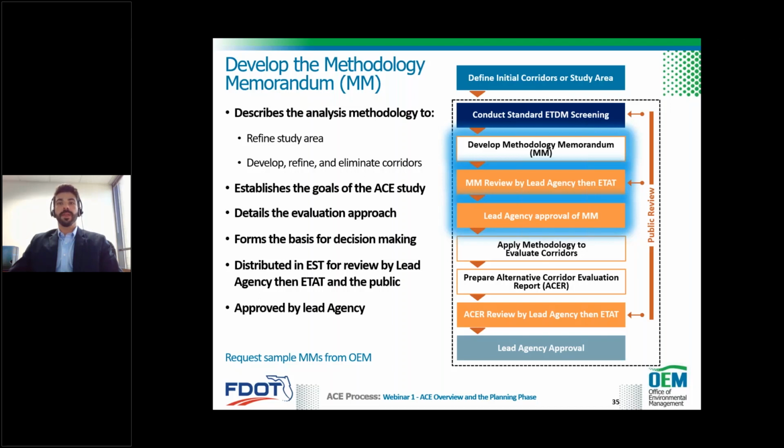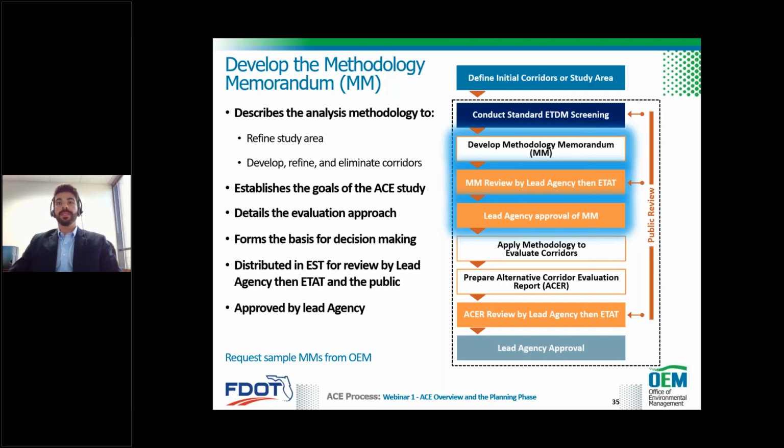This is similar to a traffic methodology where all parties are agreeing on the approach to the study before it begins. In this case, the parties are typically the district, OEM, who acts as the lead agency for federal projects, and the ETAT. The most common goals for conducting an ACE study is to eliminate corridors and identify corridors moving into the PD&E phase. But it can also be used to identify new corridors or refine the study area. It's critical to carefully select the analysis approach that seems to make sense for the project. This could be based on available data, known critical issues, feedback from the ETAT or other stakeholders, and the district's own knowledge of the area.